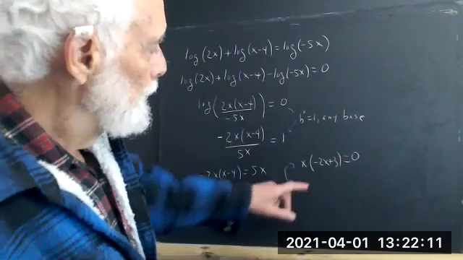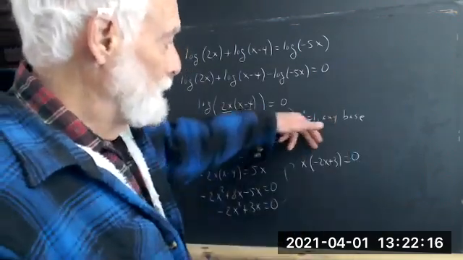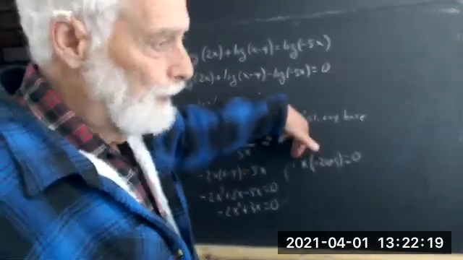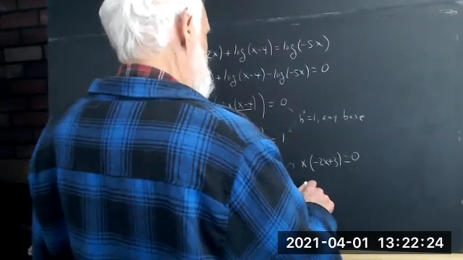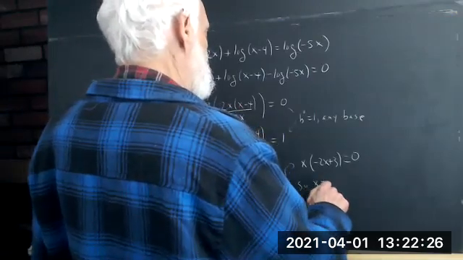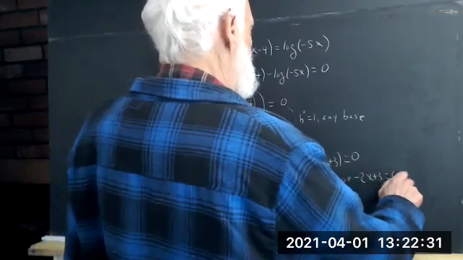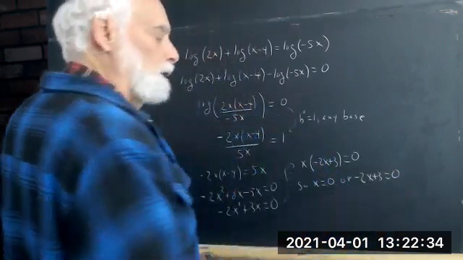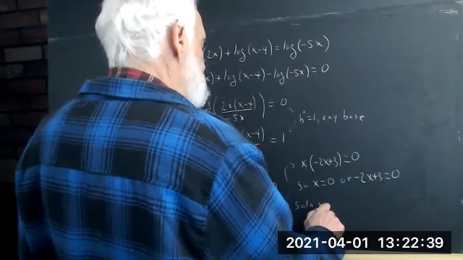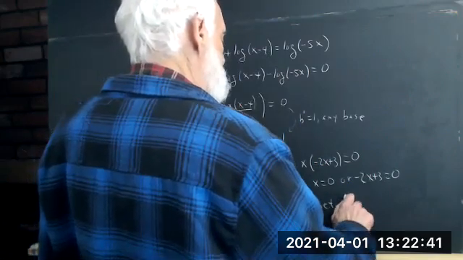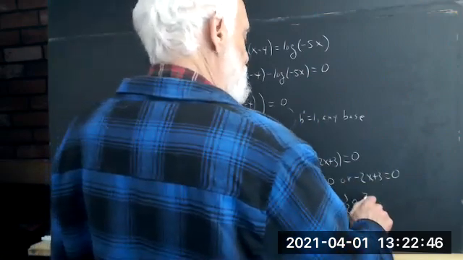And now we can use the 0 property of multiplication. If you multiply two things, get 0, that means at least one of them has to be 0. So we get x equals 0, or negative 2x plus 3 equals 0. So our solution set is 0. And if we solve this, we get x equals 3/2.